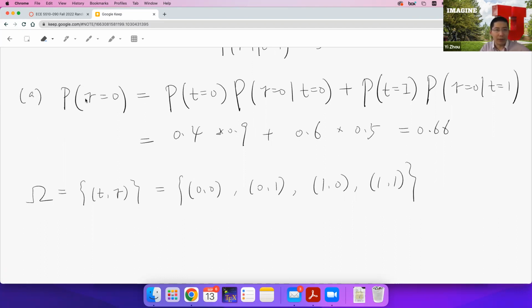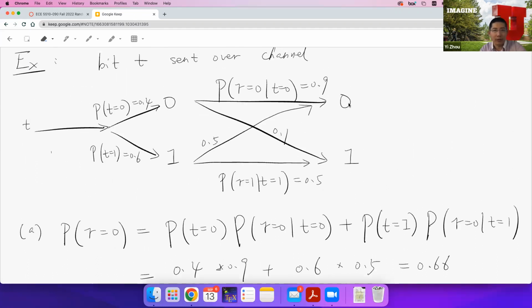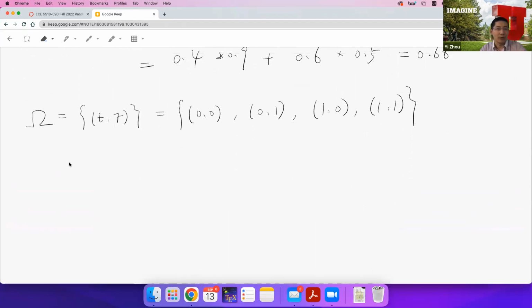And then we are looking at the probability of R equals 0. So we define the partition. Based on this diagram, tracing back, we know that there are two cases that can cause the received message to be 0. Either we send out 0 or we send out 1. So these two naturally form a partition of the omega space.